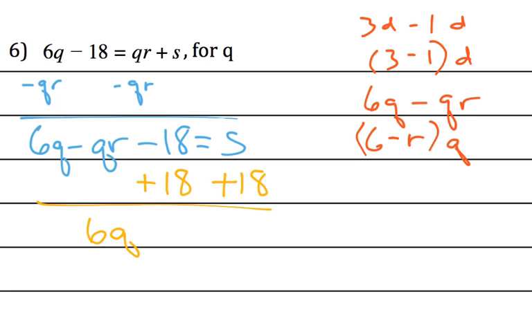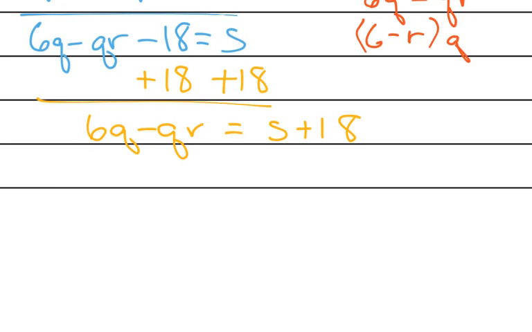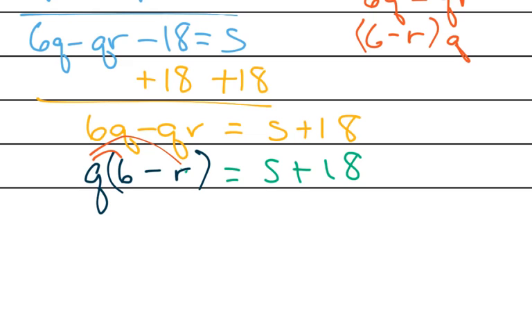So that I have 6q minus qr is equal to s plus 18. If I think of these as combining like terms, well, they both share a q. That means 6 minus r times q is going to give me s plus 18. I could also have thought of it as, well, hey, isn't q being multiplied not just by 6, but also by minus r? So q is being multiplied by 6 and by minus r? If these don't feel 100% comfortable yet, that's all right.